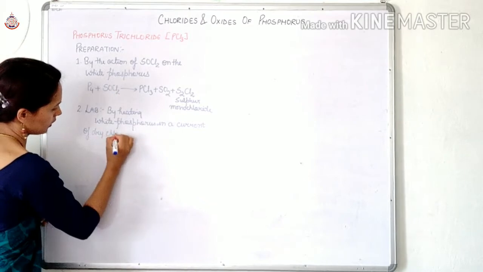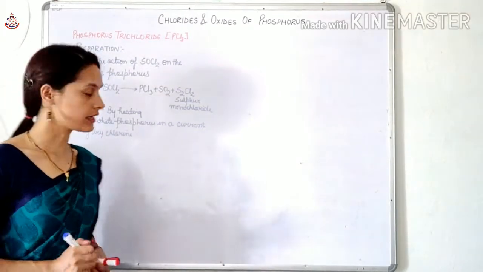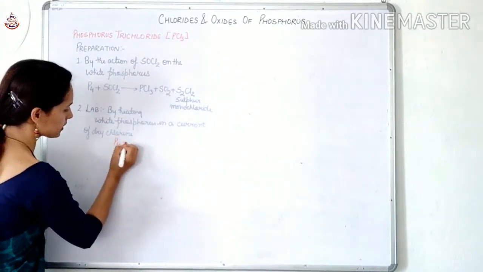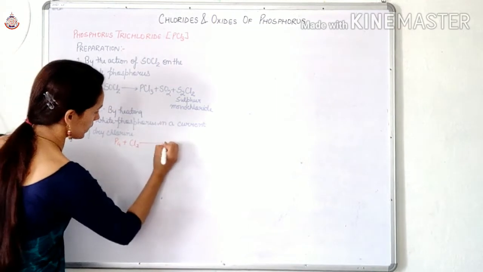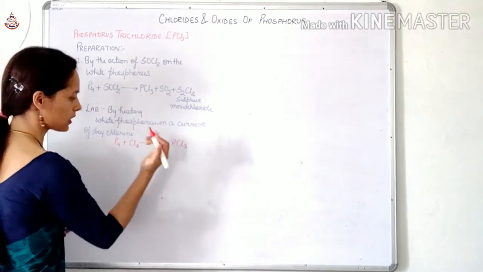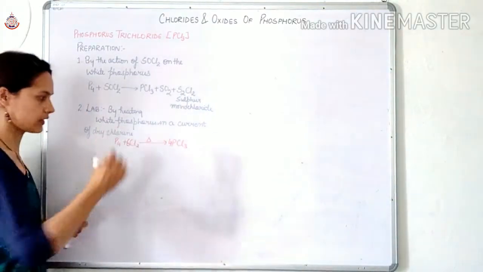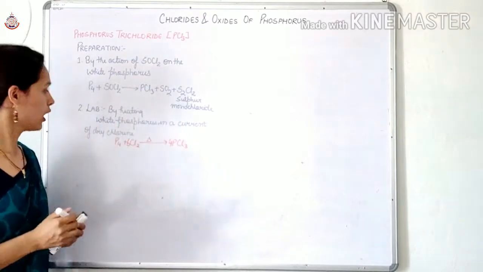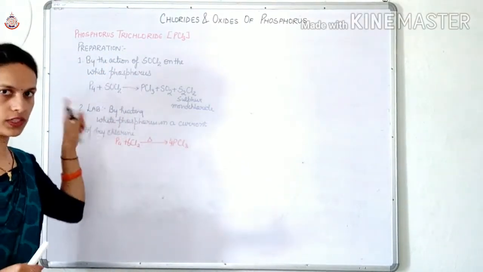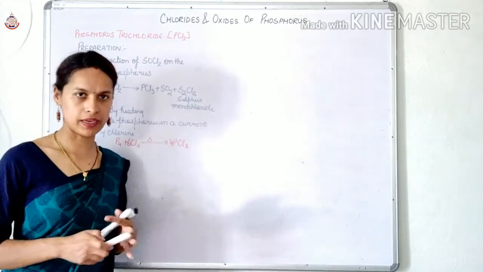So what will be the reaction? The reaction becomes P4 plus Cl2 on heating gives PCl3. Here it becomes 4 and here it becomes 6. This you have to balance. So we can prepare phosphorus trichloride by either of the two methods. This one is the laboratory method and this one is our other method.